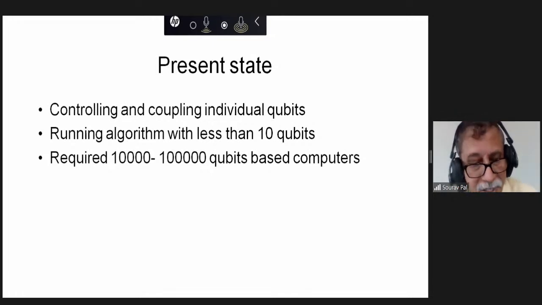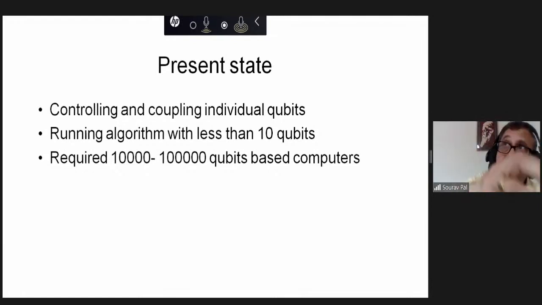Today, what is the present state? It's very important to realize this is a technical part, which I think engineers or technologists should be able to elaborate. But the problem is to control and couple the individual qubits. I was talking of 2 qubits, 3 qubits, 4 qubits, n qubits, and so on. You have to couple them when you make a device. And that is an engineering problem.